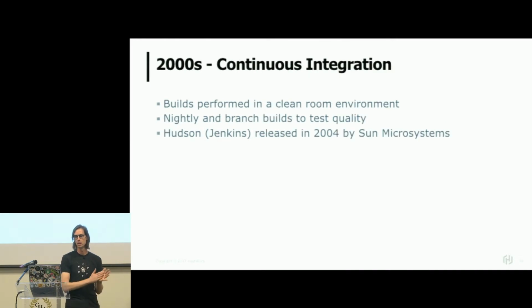Continuous integration. Like, this appeared. 2004, Sun Microsystems released Hudson, which, thanks to a lawsuit by Oracle, was renamed Jenkins. But it's the principle. It's that principle of quality, of constantly assessing and testing your code base.